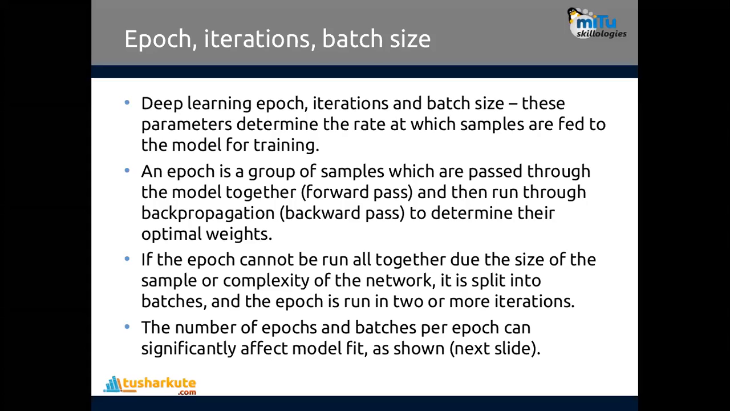So you just go forward, backward, forward, backward, forward, backward. Okay, with the help of epochs, optimal weights are calculated, and then we go to the next one. So first to second multiple times, then second to third multiple times, third to fourth multiple times.